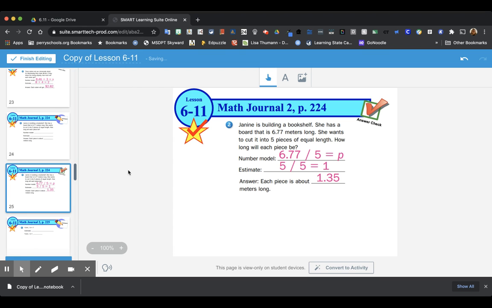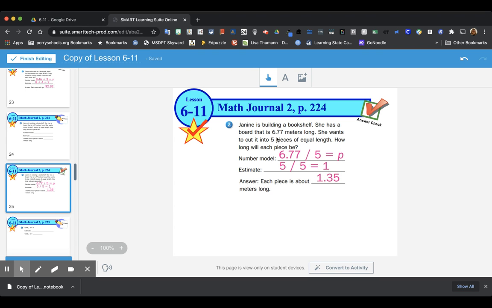Number 2, Janine is building a bookshelf. She has a board that is 6.77 meters long. She wants to cut it into 5 pieces of equal length. How long will each piece be? Number model of 6.77 divided by 5 equals P, for piece. Our estimate was 5 divided by 5. That would be the easiest one, and that equals 1.